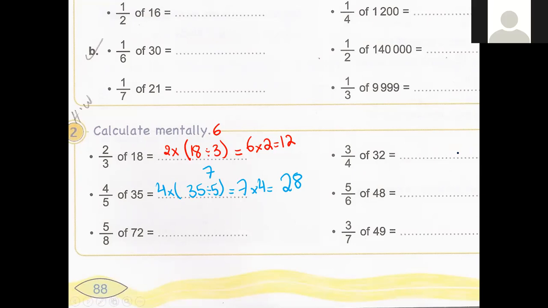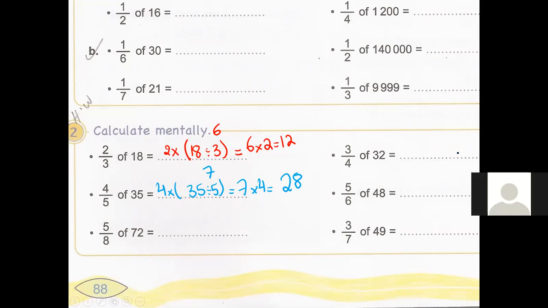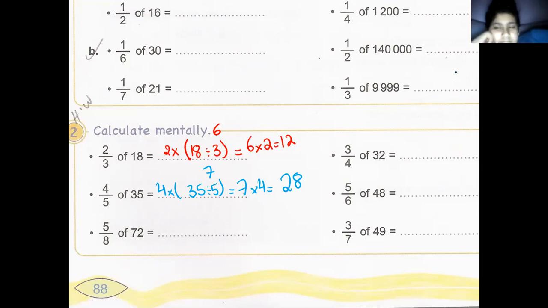7 times 4 equals 28. 28, bravo. Excellent. Aya Malik. I'm choosing from my list. Batul, share with us, please. Yes, Miss. 5/8 of 72. Yalla, Batul.